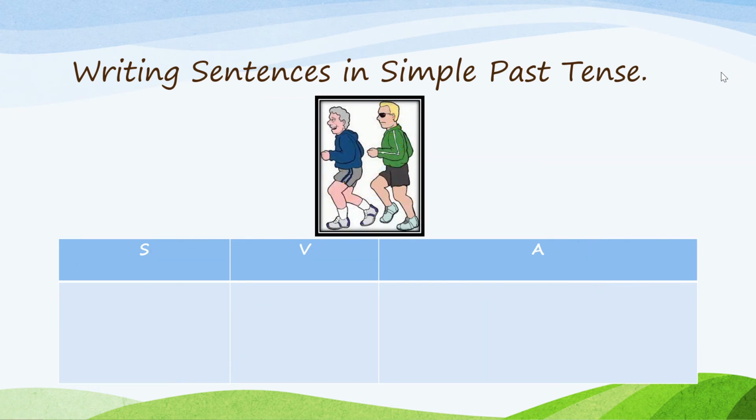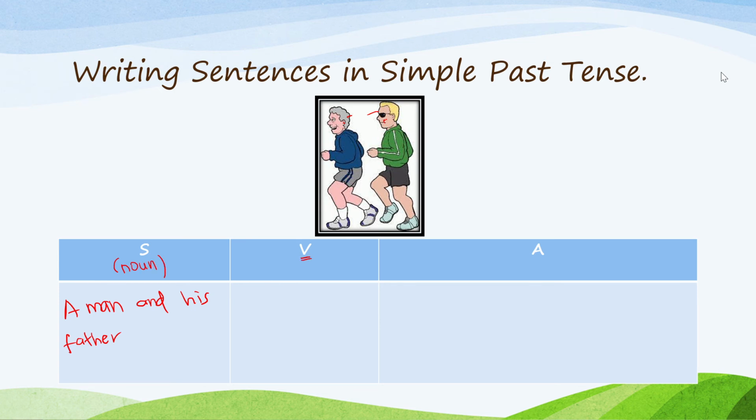Now, we can see here the subject is this man and this man. So, this man is older than this man. We can say this is the father of this man. Okay? This is how you write it. A man and his father. Okay? The subject is a man and his father. Remember, subject is the noun.